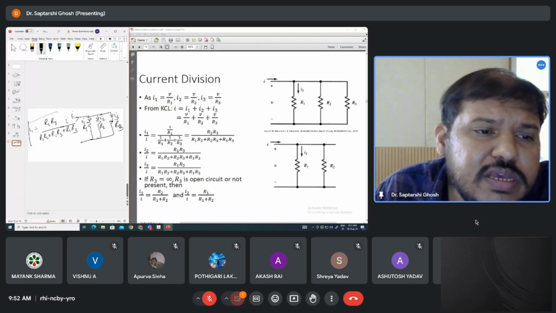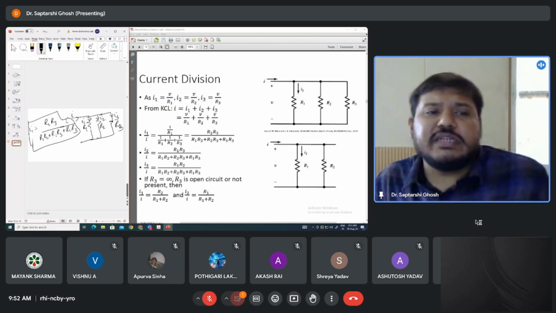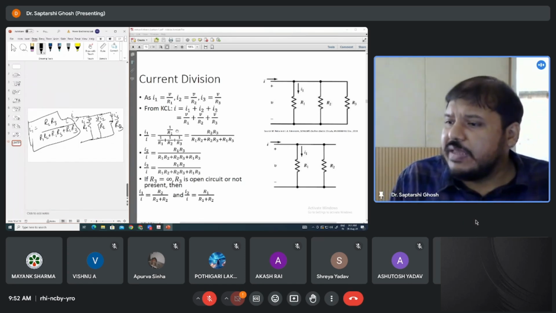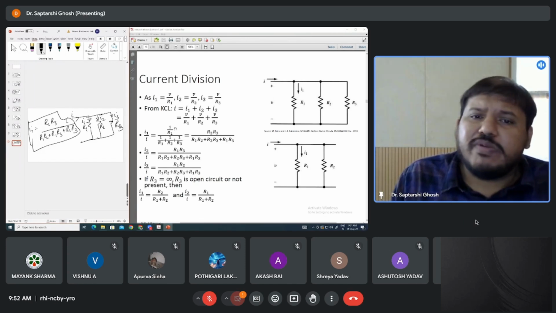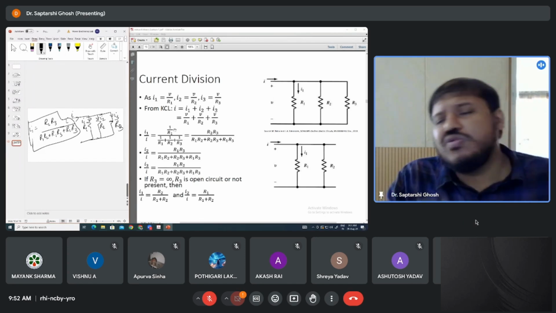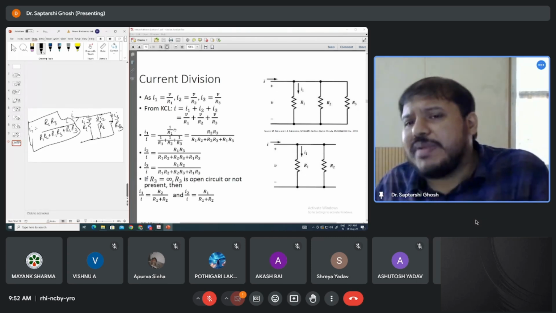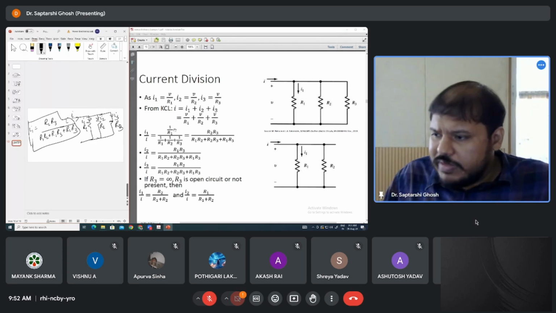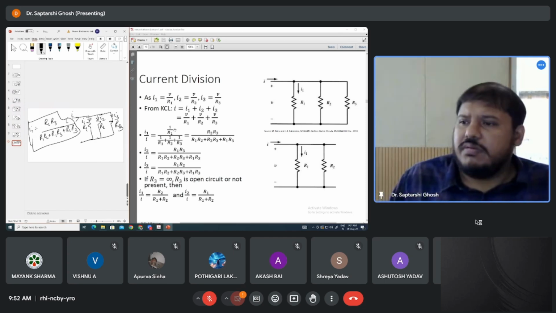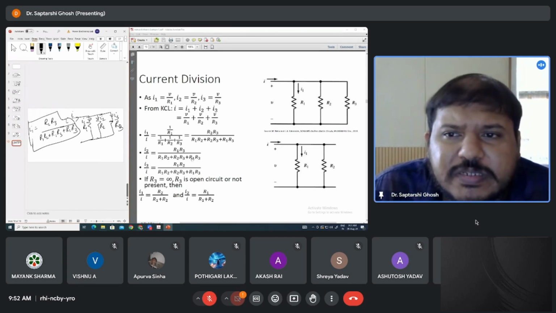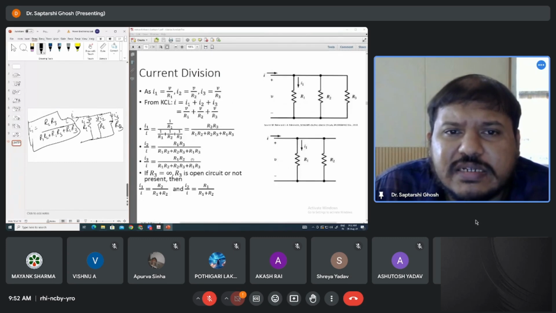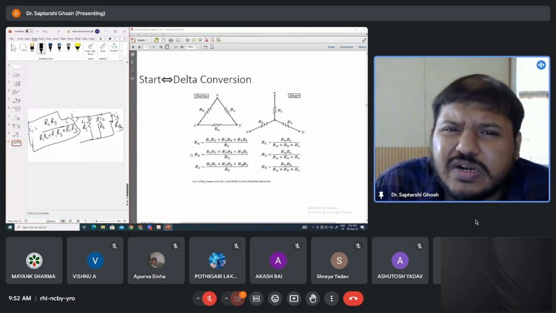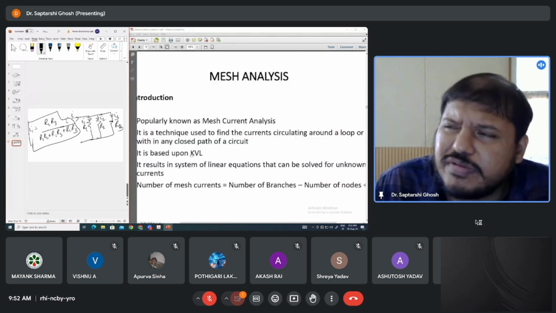In this way, you will be using current division. You can derive it using the same concept that I have used previously, but in a complex problem you cannot derive and conclude. You have to apply your understanding directly in the complex problems you are solving. This is voltage division, current division. Star delta we will do when we solve problems.